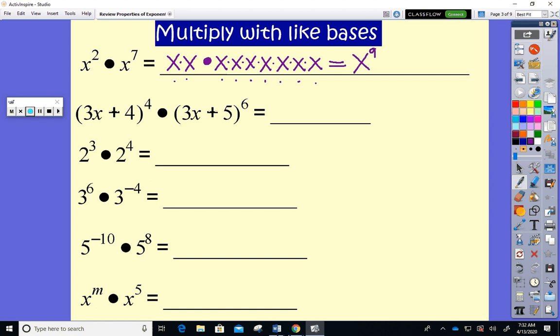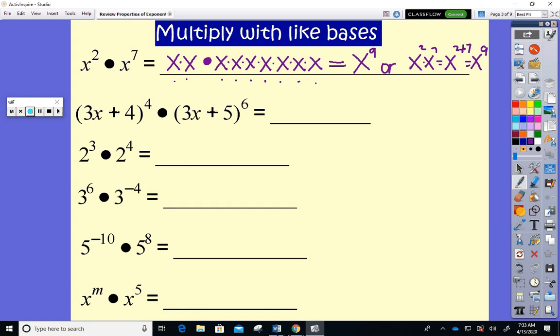So do you remember when your bases are alike and you're multiplying, you're really just adding the exponents. So I could have said x to the 2 times x to the 7 is x to the 2 plus 7, and that would be the x to the 9th. That's probably the way that most of you would do it from now on. I just wanted to remind you.